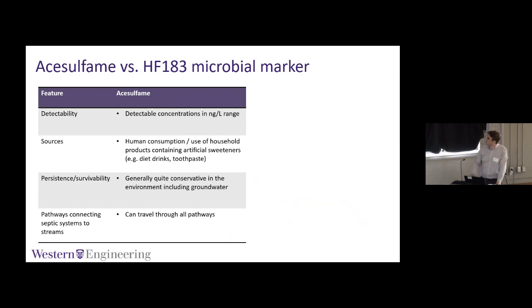So just looking at the two tracers I have to talk about today, the first being acesulfame. Acesulfame is an artificial sweetener widely used in domestic household products such as diet sodas, toothpaste, and medicines. It is regarded as generally a highly conservative tracer in environmental settings, specifically through groundwater pathways. And with acesulfame, we can see this tracer if the effluent is reaching the stream through all pathways, being groundwater or those failure pathways I previously had mentioned.